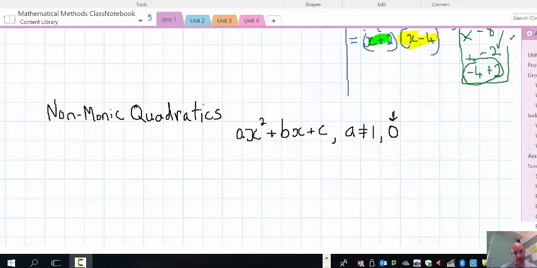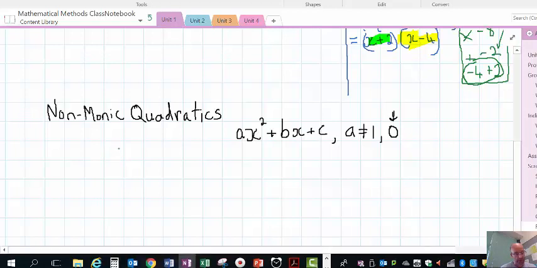Not all quadratics can be factorized, by the way, but the ones we're going to concentrate on in this section can. And there are other processes that we can use instead of factorization, but more about that in the future. This is just an important skill. Let's look at an example of a non-monic quadratic, and we've got 8x squared plus 2x minus 15. Okay, so a doesn't equal 1 or 0, and we've basically got the same deal.